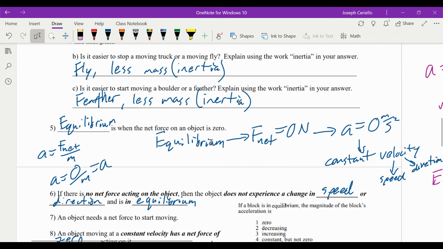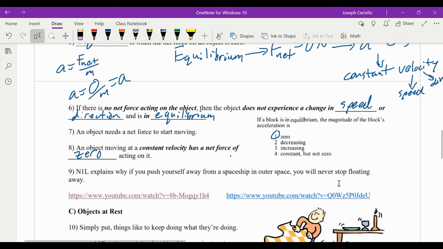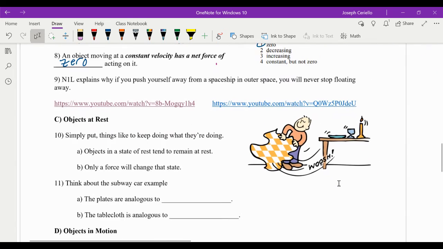So equilibrium packs a lot of info into it. If you're in equilibrium, you have a net force of 0 on you. If you're in equilibrium, the acceleration is 0. If you're in equilibrium, you are traveling at constant velocity. If you are in equilibrium, you are traveling at constant speed. If you are in equilibrium, you are traveling in a constant direction. We have some videos there you could check out.